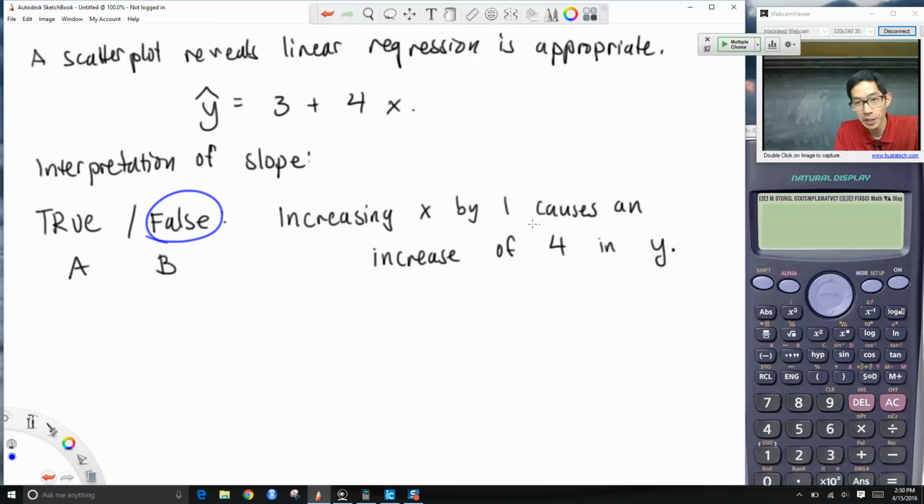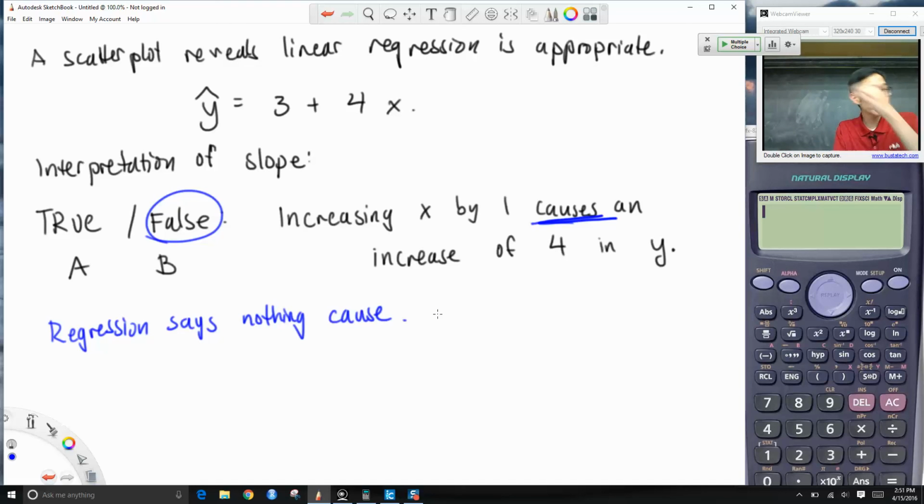Okay. The key here is it says causes. Okay. So regression says nothing about cause. Okay. Regression says nothing about cause. You could look at income levels and educational or even academic performance, and you'll see some kind of positive correlation or positive regression line, but it doesn't mean that one is causing the other.